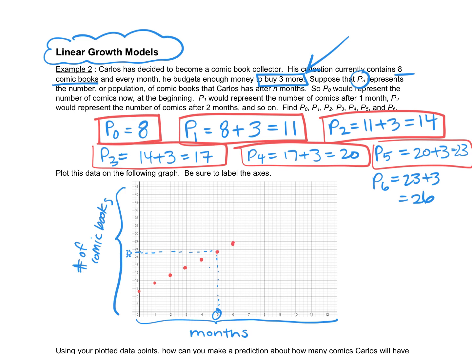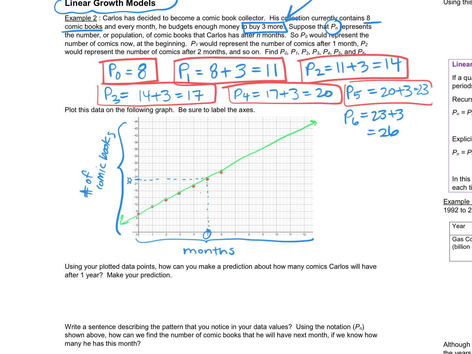And so you can see that as we're doing that, we're getting this nice linear graph. If I continue it on, you can see what's going to happen. If we want to make a prediction, and again, I drew that line, but each of our data points is really just a point. It is not a continuous set of data because we don't have anything between months. It's just each month, okay?